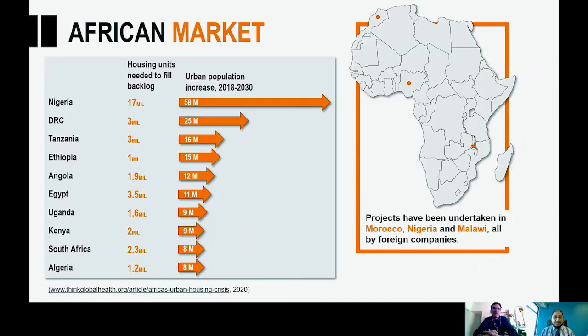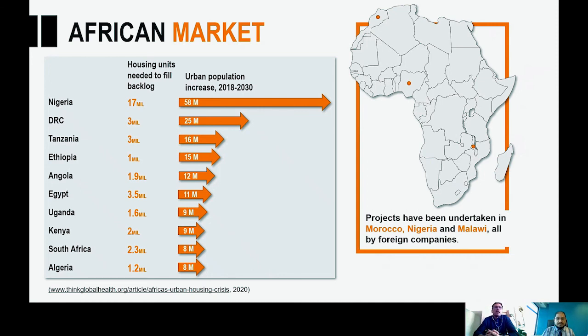So then just a little bit more on, I've shown you the global market. However, in the African market, we've only seen projects undertaken in Morocco, Nigeria, and Malawi. We haven't seen any in other regions.